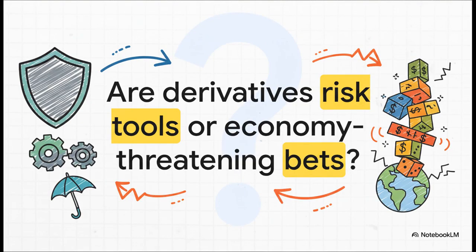And that really leaves us with the central tension of it all, doesn't it? Are these things the essential shield that protects our economy, letting businesses plan and grow? Or are they a high-stakes casino with a stack of bets so massive it could bring the whole system down? Well, the truth is, they're both. And understanding that two-sided coin is absolutely key to understanding modern finance.